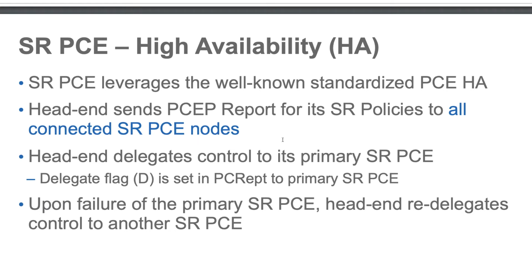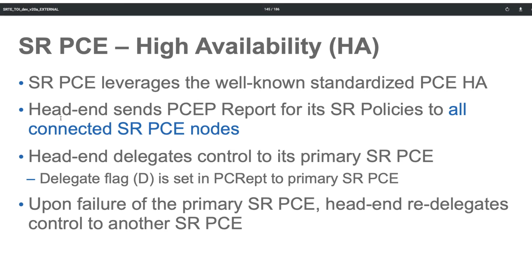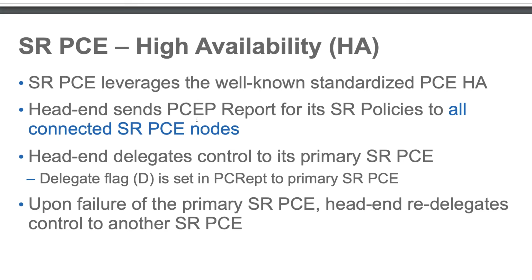To really understand this high availability, we need to understand a few things, and then I'll talk about different redundancy or high availability models around your SRPC. The headend, which is simply the PCC node, sends PCEP. If you remember, PCEP is the protocol between your headend and your PCE. Using this protocol, your headend sends PCEP reports about the SR policy, whatever SR policies there are, to one or more SRPC nodes in the network, as well as the configuration of the SRPC that we have done on the PCC.